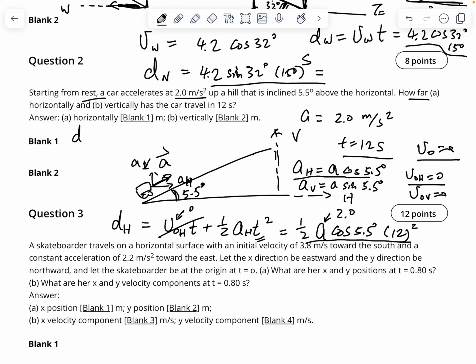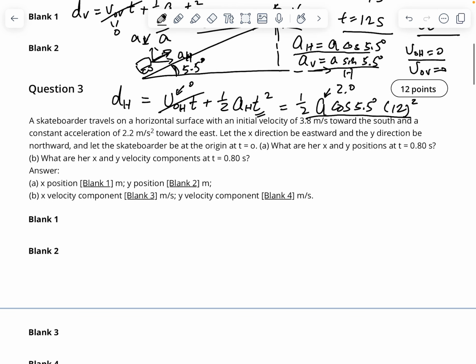Same thing for the vertical, equal to v naught initial velocity t plus 1 half a vertical t squared. This is 0, so this guy's gone, and it's equal to half a_v, right? Vertical acceleration equal to a is 2 sine 5.5 degrees, and then times t squared, 12 squared. Okay, use a calculator, you can figure this out.